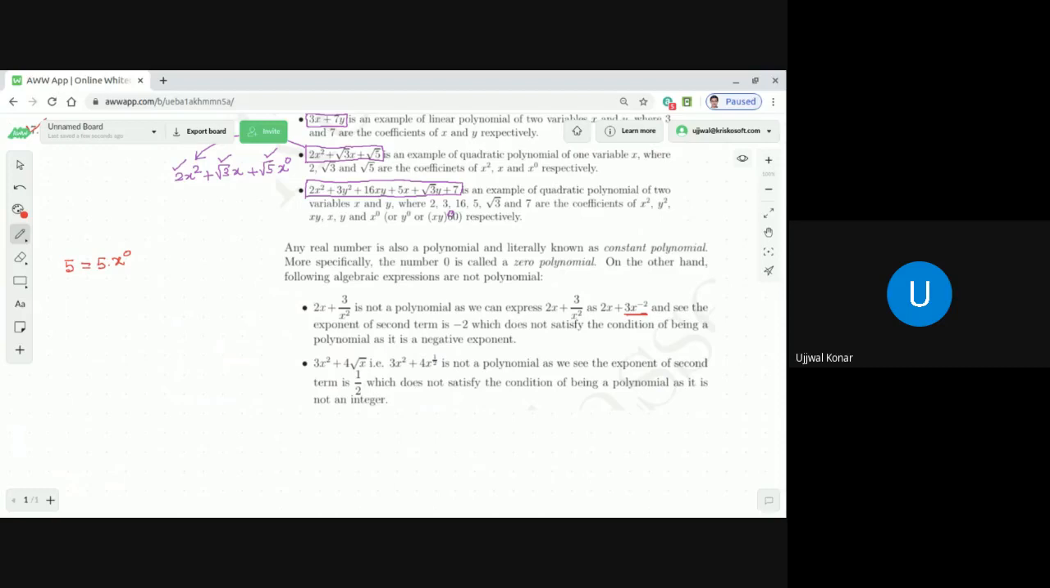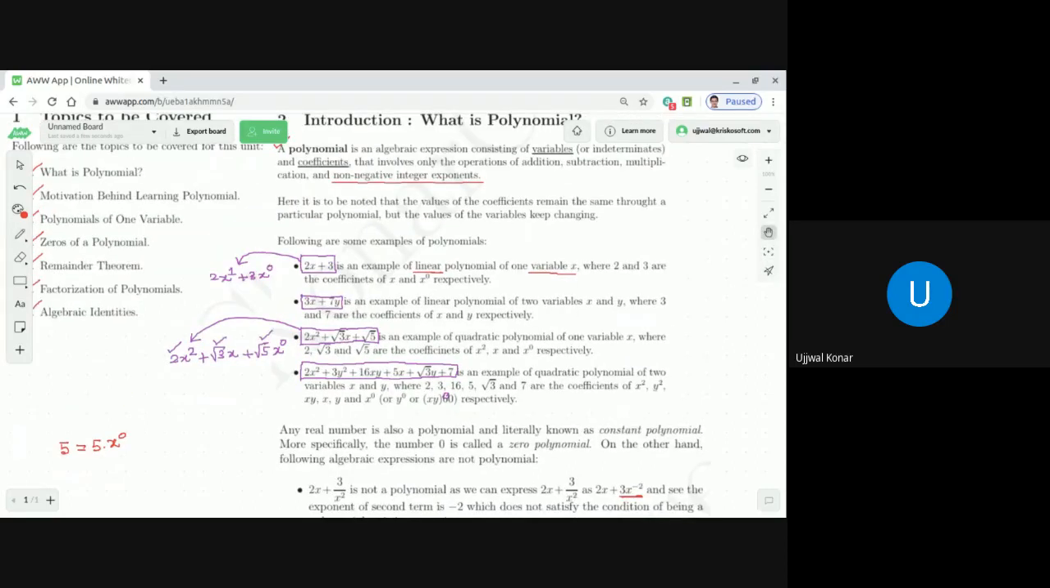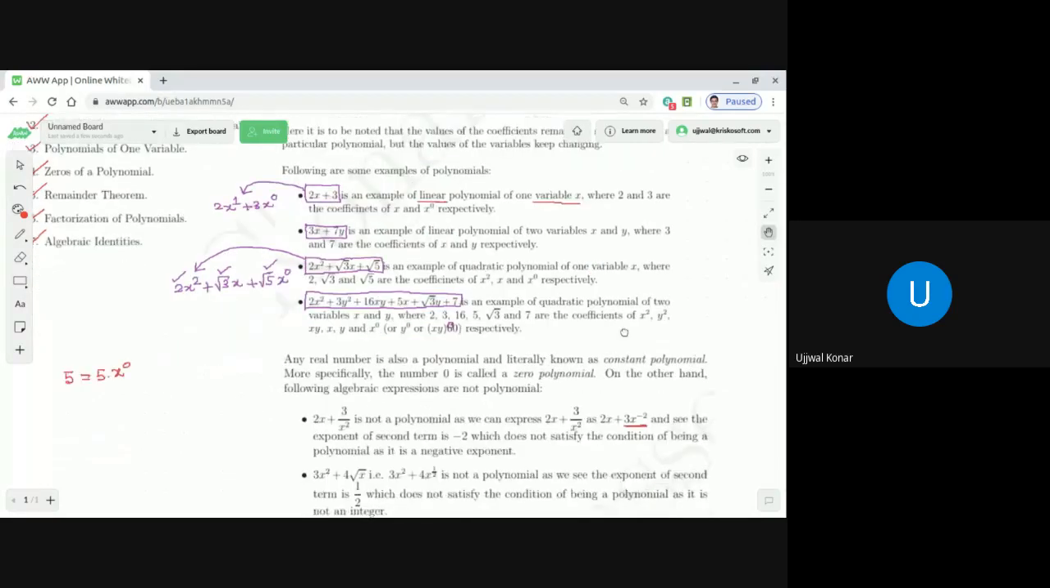Correct? Similarly, 3x square plus 4 times square root of x, which we can say is 3x square plus 4 times x to the power 1 by 2, is not a polynomial. As we see, the exponent of the second term is 1 by 2, which does not satisfy the condition of being a polynomial. Why? Again, the same thing. It has to be non-negative integer exponents. 1 by 2 is not an integer, hence it is not a polynomial.